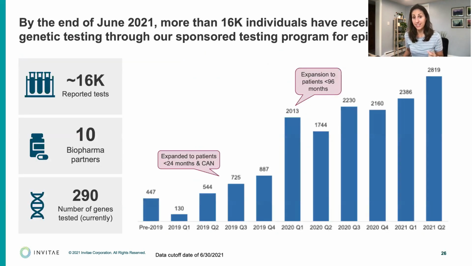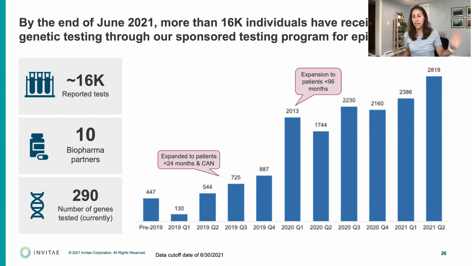Through this Behind the Seizures program, which is sponsored testing for epilepsy, it is written really broad. So just one unprovoked seizure. Currently, it's in any child who's had an unprovoked seizure under the age of 8. We hope to expand this to older kids, and we're actively working on that. To date, we've issued over 16,000 tests for individuals with epilepsy. We have 10 biopharma partners who all work together to sponsor this. And the panel right now is looking at 290 genes.